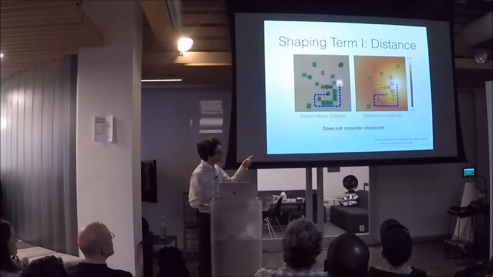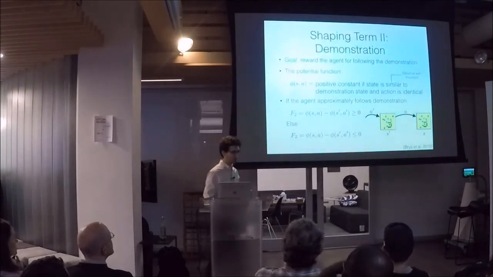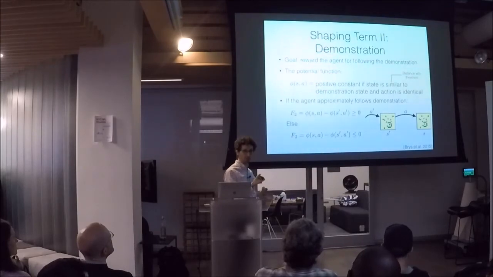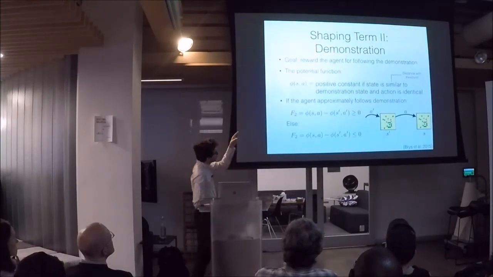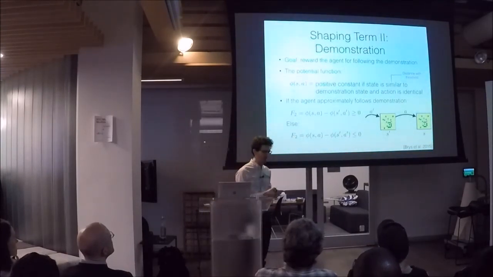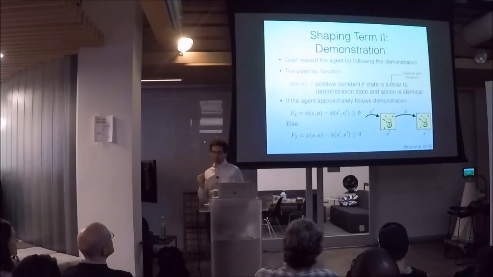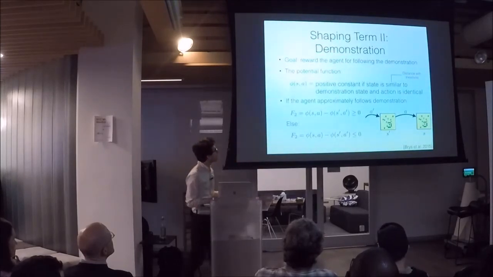So what takes care of that is a second shaping term, and here is where the demonstration kicks in. So remember, we're talking about instructions. It's relatively easy to get demonstrations. So this shaping term, what it's going to do, it's going to reward the agent for roughly following what the demonstration does. So how do we define it?